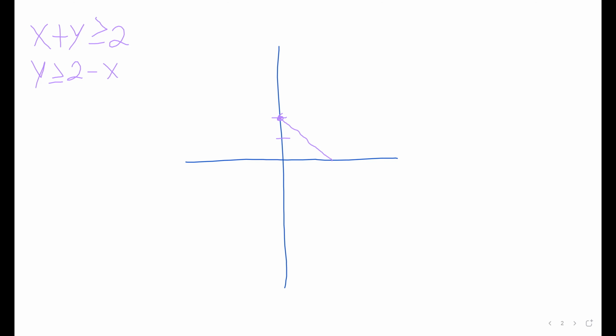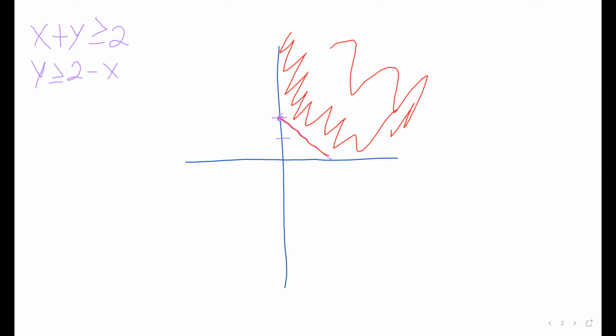And now I can shade my feasible region by just highlighting whatever's on top of y, of the equation. So this is the equation, and then I would want to shade what's on top of it. So this area on top of here is our current feasible region. And it goes on forever so far.